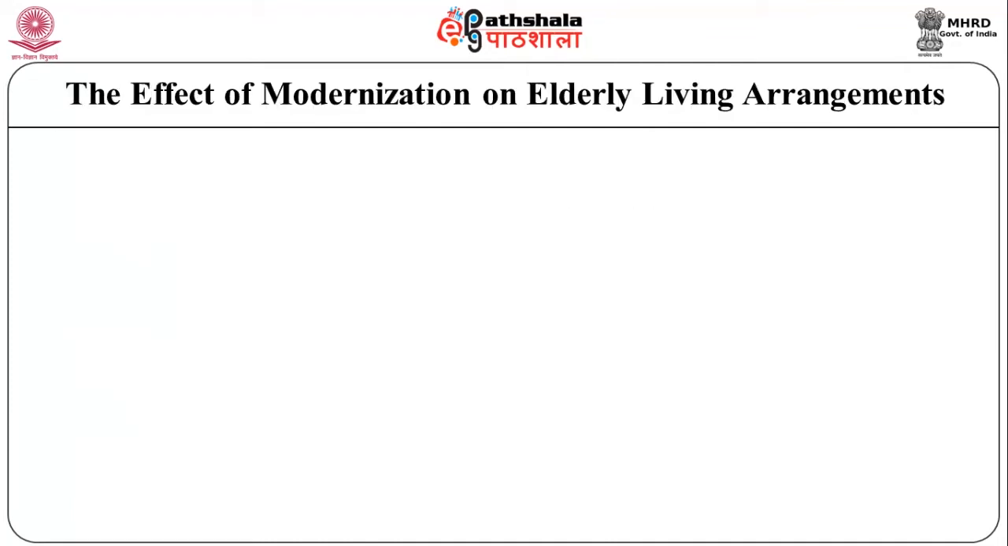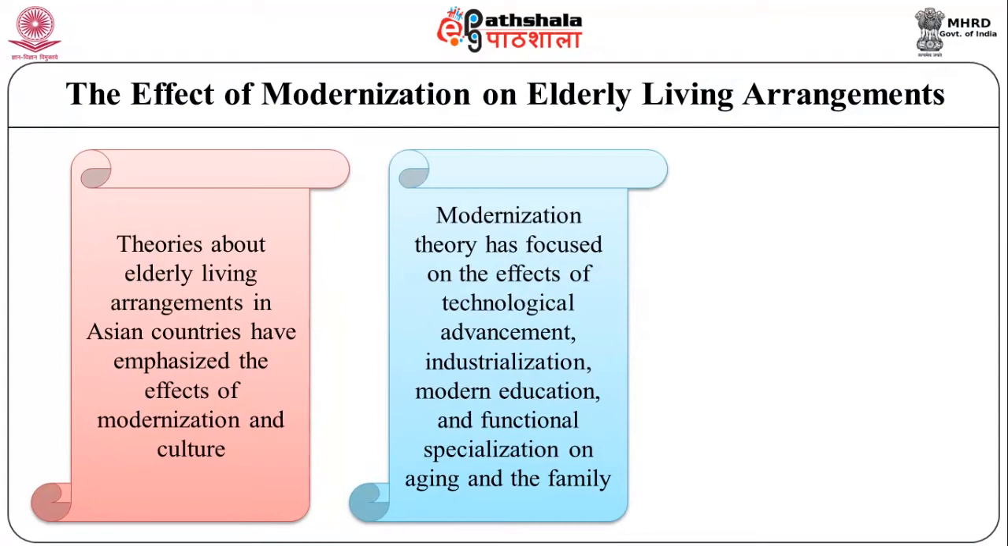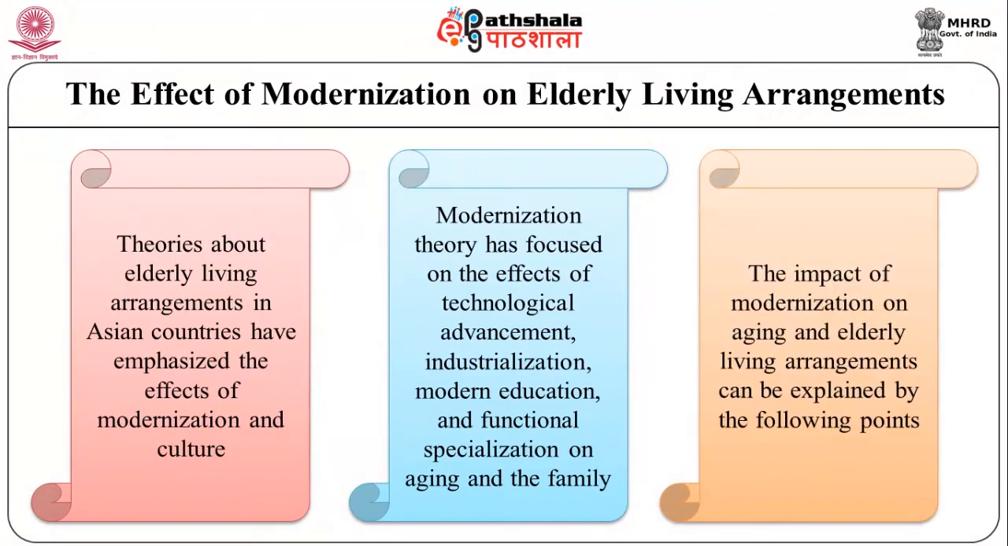Now we will discuss the effect of modernization on elderly living arrangements. Theories about elderly living arrangements in Asian countries have emphasized the effect of modernization and culture. Modernization theory has focused on the effects of technological advancement, industrialization, modern education, and functional specialization on aging and the family. The impact of modernization on aging and elderly living arrangements can be explained by the following points.